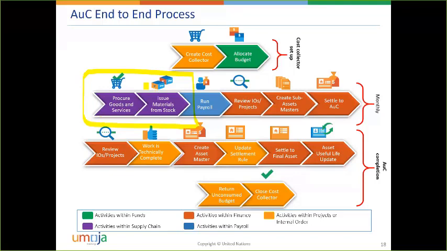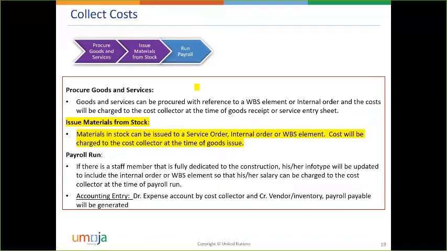And this is where you are involved. When we are issuing materials from stock to the project, we need to track it. How is this issue of material from stock done? It's done in the same way as you're doing now in terms of transaction. It is done using the MIGO transaction.